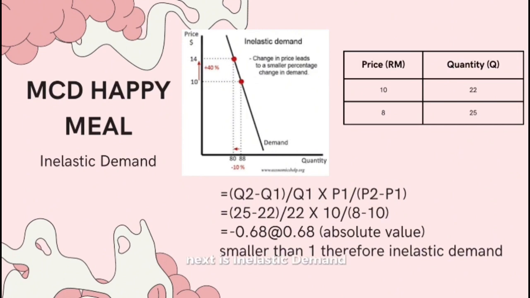Next is inelastic demand. As you can see, this is what the graph of inelastic demand looks like. For this graph, the quantity for Q1 is 22 and Q2 is 25. So I will use the first method and put the numbers in the formula. After I calculate, I will ignore the negative and the absolute value is 0.0688. For your information, inelastic demand must be smaller than 1. Therefore, inelastic demand.